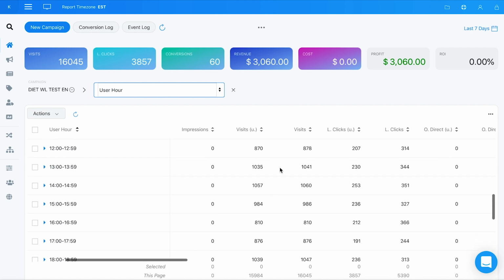So I hope that makes sense. This was user hour versus day part. I hope that makes sense.